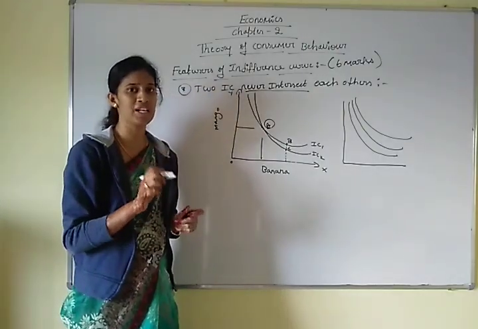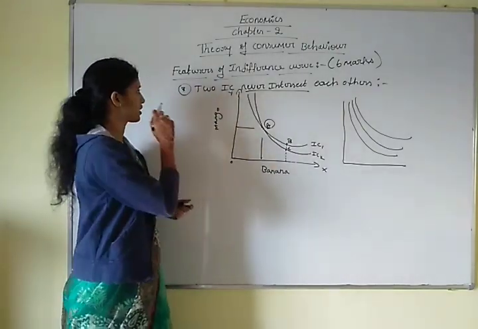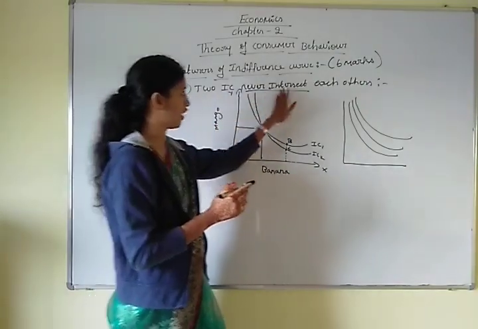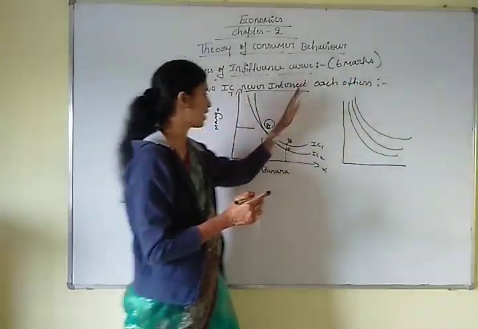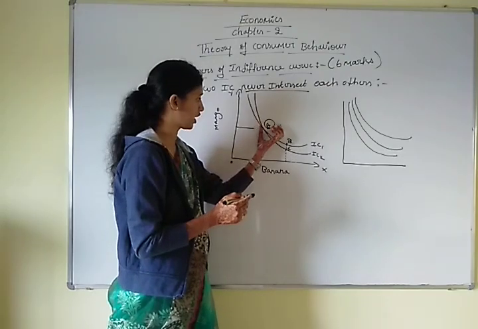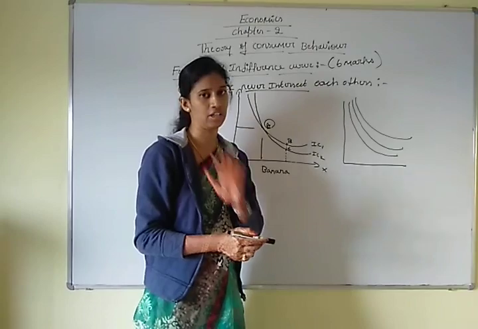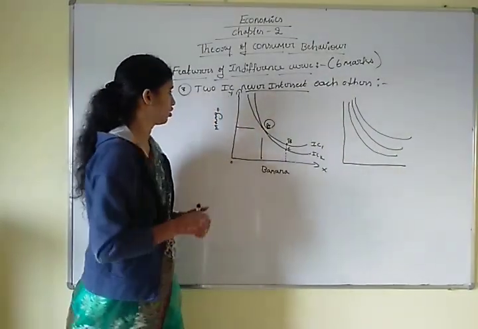satisfaction, but it is untrue. Okay, this is the third important feature of indifference curve: two indifference curves never intersect each other. If they intersect each other at the point, the combination gives the same level of satisfaction, but it is untrue. Okay, note it down.